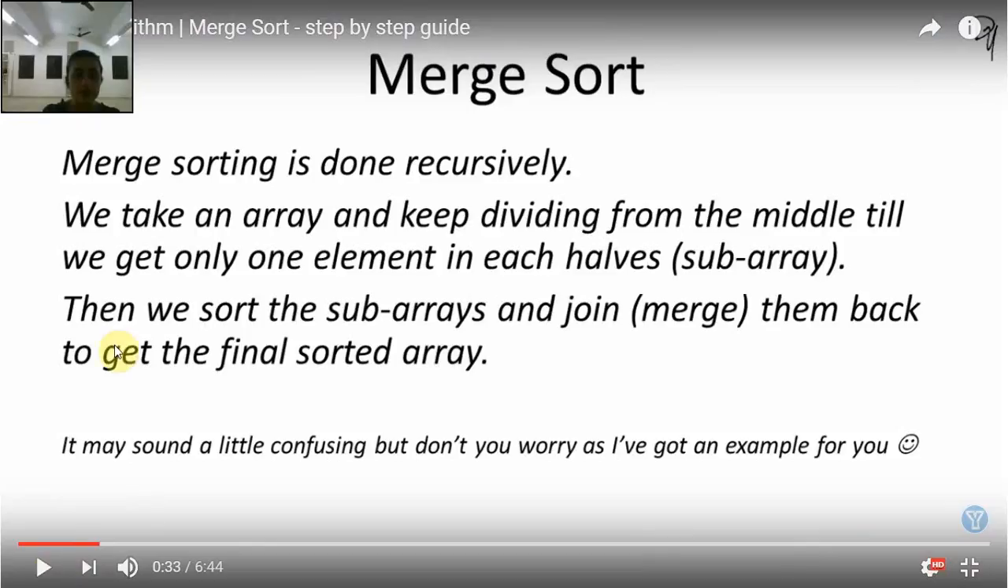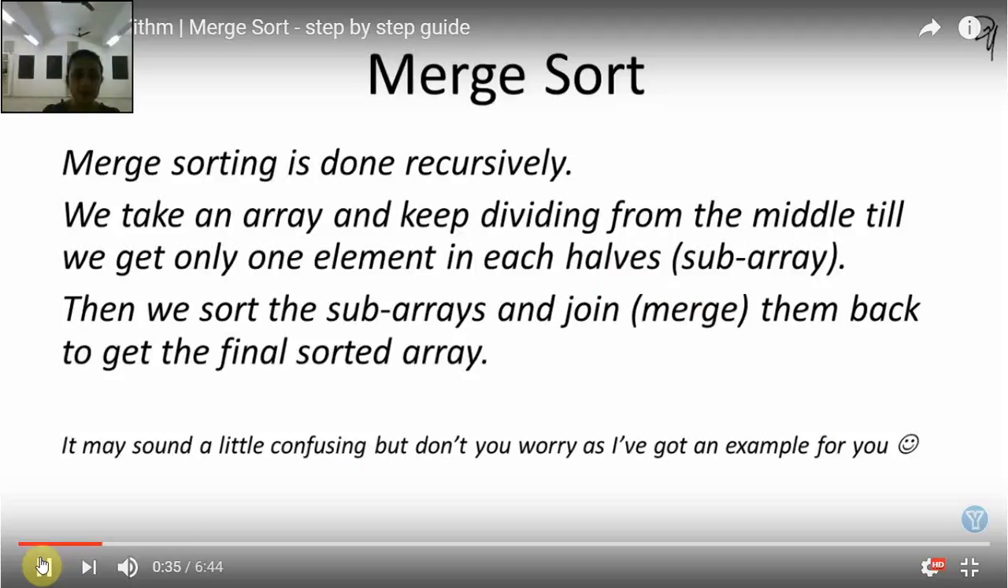Merge sorting is done recursively. We take an array and keep dividing it from the middle till we get only one element in each half. Each half is known as a subarray. Then we sort these subarrays and join them back to get the final sorted array.